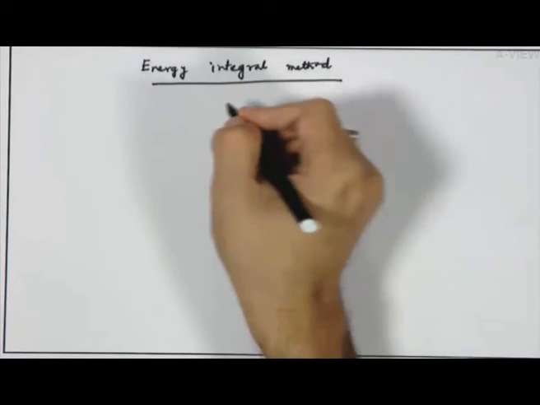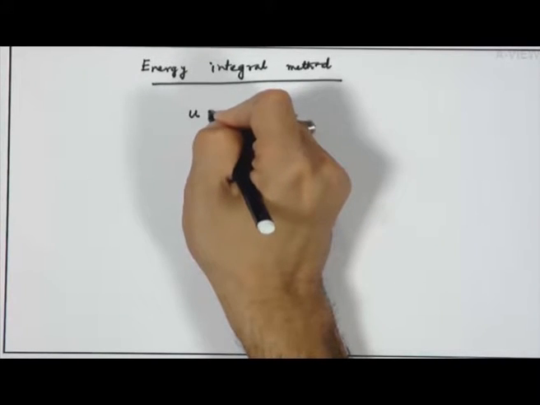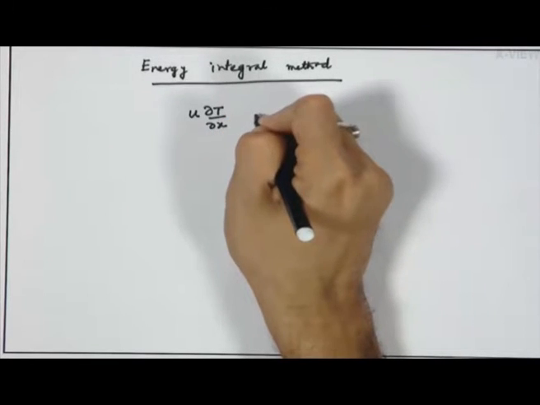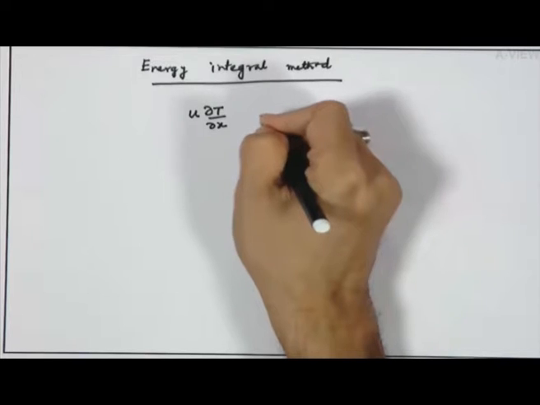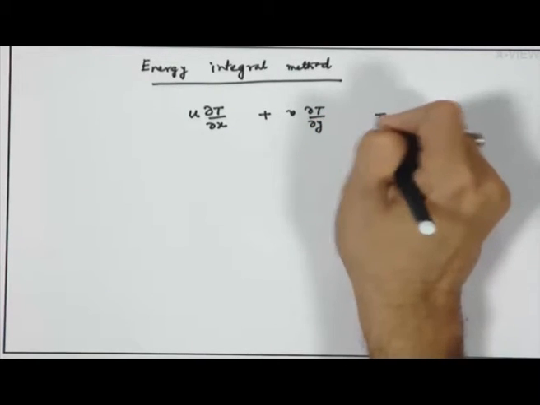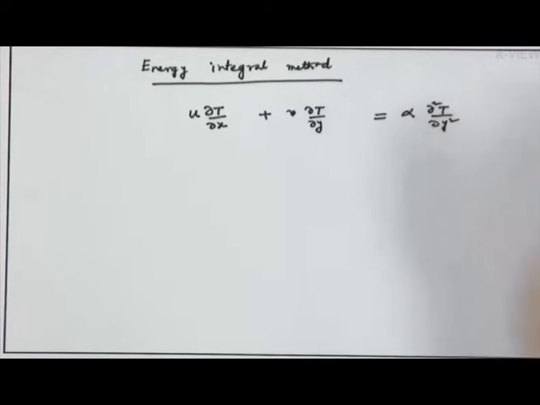So, we start with u ∂T/∂x plus v ∂T/∂y is equal to alpha ∂²T/∂y². The objective of this is to calculate the heat transfer rate or Nusselt number at the wall.